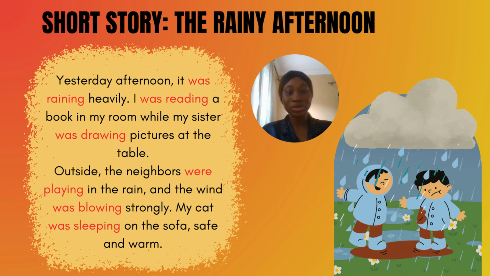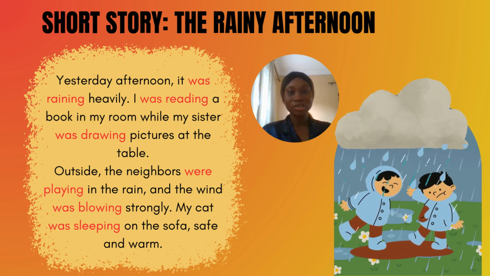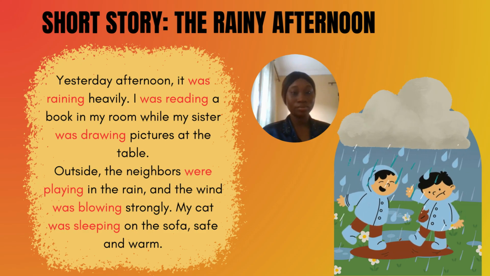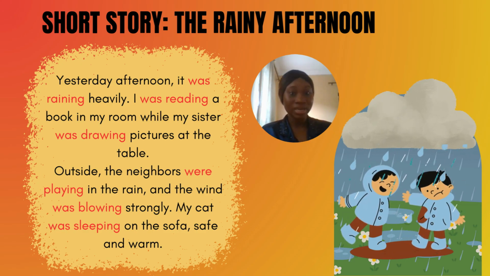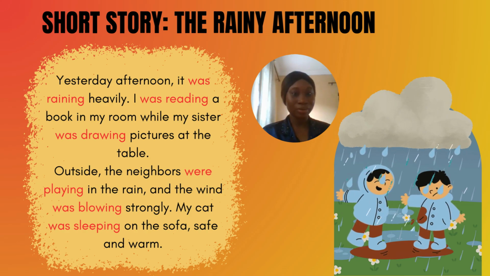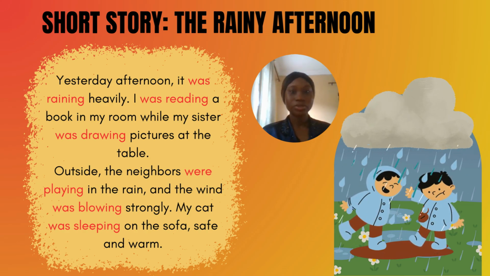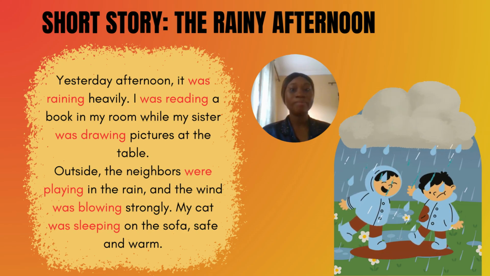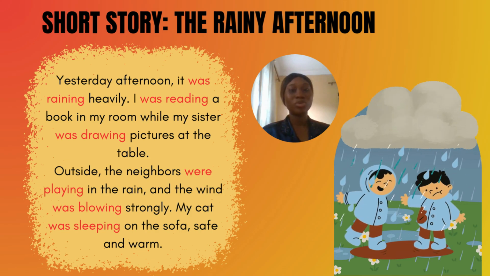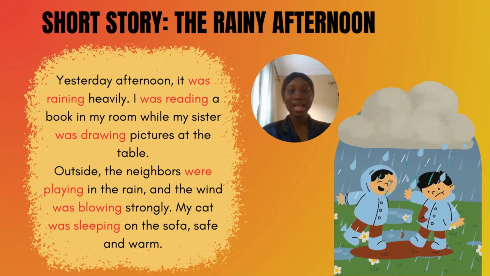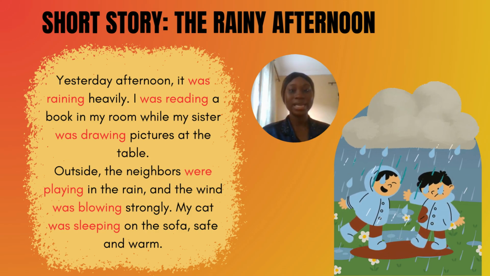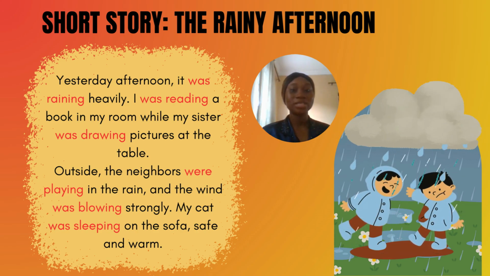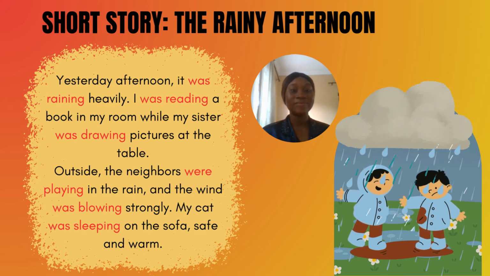What was happening yesterday afternoon? It was raining heavily. I was reading a book in my room when it was raining yesterday afternoon. Are we seeing past continuous tense? Yesterday afternoon, it was raining heavily. I was reading a book in my room while my sister was drawing pictures at the table. Outside, the neighbors were playing in the rain and the wind was blowing strongly. My cat was sleeping on the sofa, safe and warm.